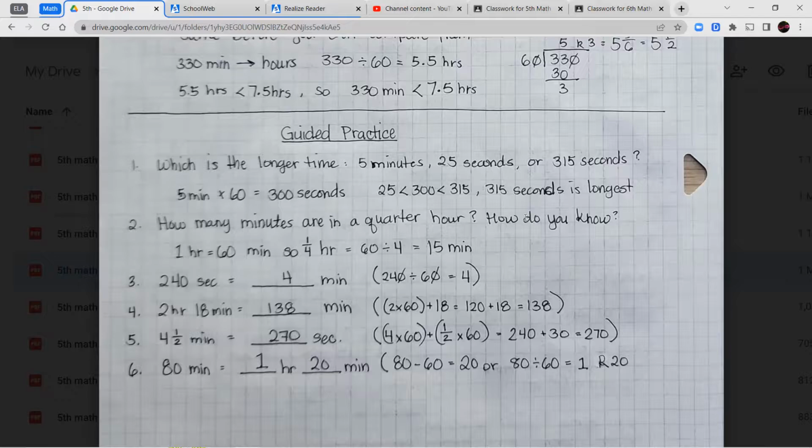So the 25 seconds is less than the 300 seconds, which is the 5 minutes, which is less than the 315 seconds. So my longest time is 315 seconds.